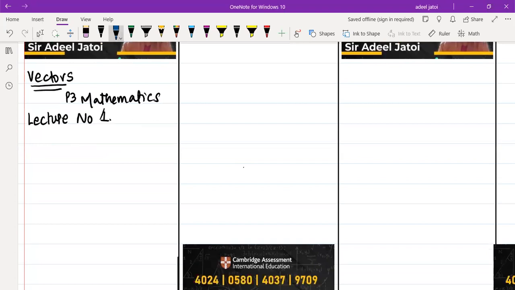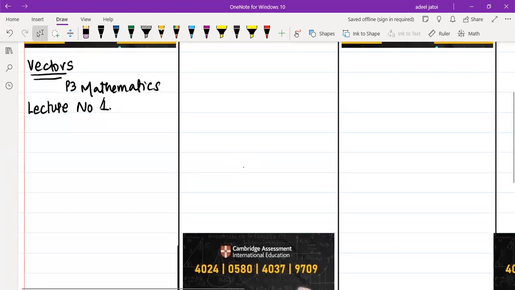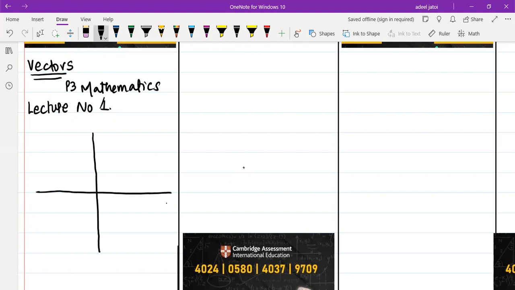So normally there are two-dimensional vectors in O levels, but when we work upon A levels, we'll work upon three-dimensional vectors that are X, Y, and Z. So knowing the fact that we have the X-axis and the Y-axis, this is your X, and this is your Y. So this is all 90 degree, 90 degree, right? 90 degree and 90 degree.